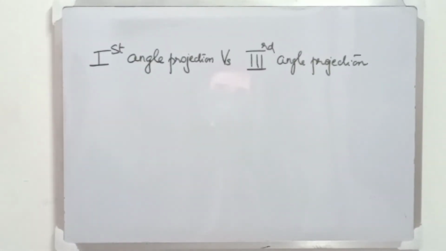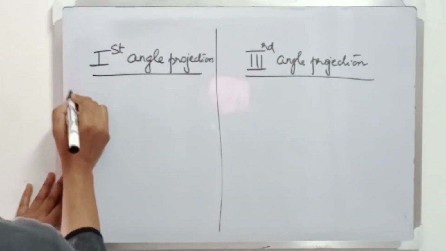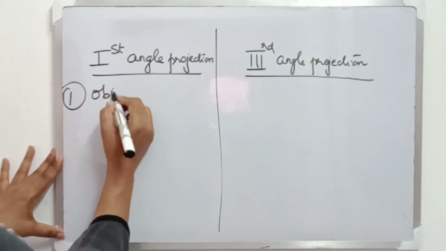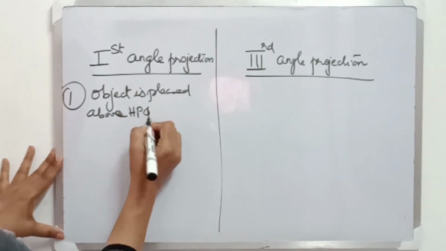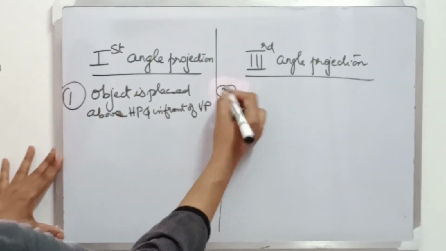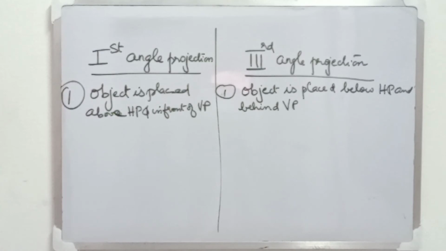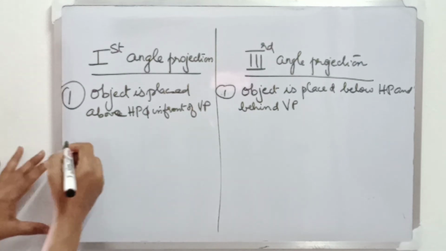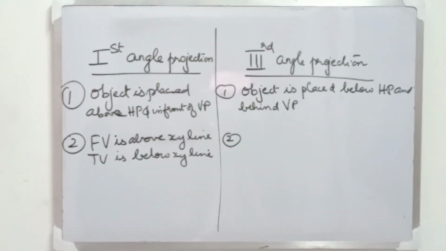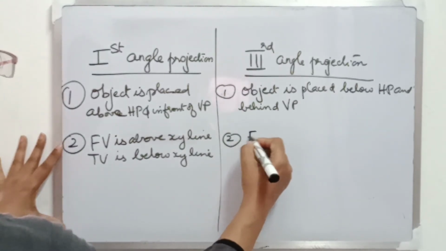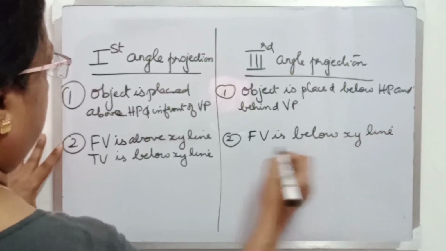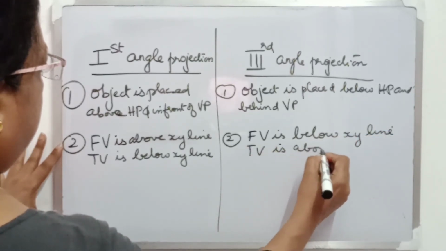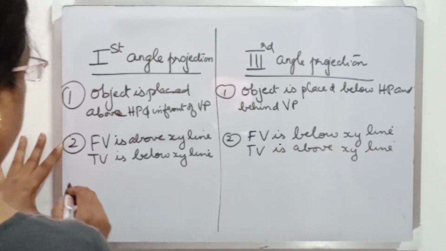Now let's see the difference between first angle projection and third angle projection. So the main difference is, in first angle projection, the object is placed above HP and in front of VP, whereas in third angle projection, the object is placed in the third quadrant, that is below HP and behind VP. Next, in first angle projection, the front view is above the XY line and the top view is below the XY line. And in third angle projection, it will be right opposite of that. That is, the front view is below the XY line and the top view is above the XY line.